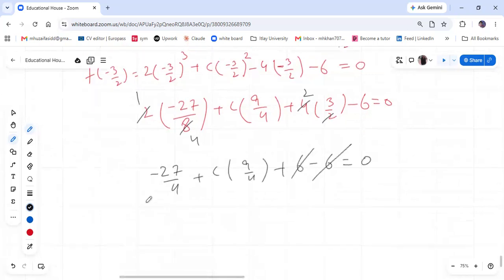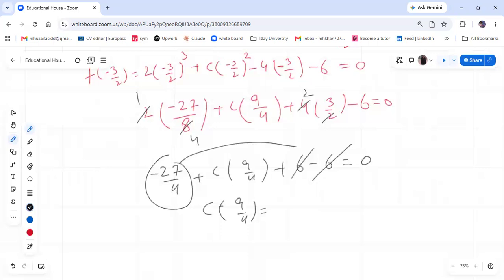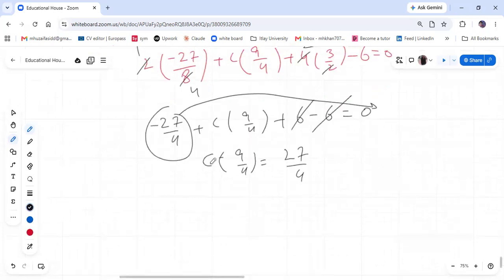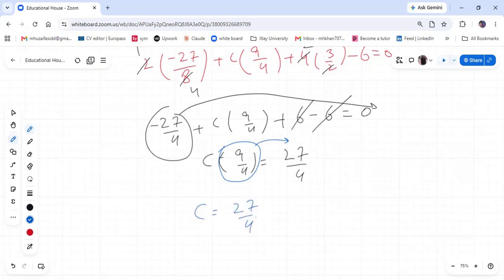Now from here, c into 9/4 is equal to 27/4, since the minus term moves to the other side and becomes the plus term. Got it? Yes, sir. Now look at it here. This 9/4 we are moving to the other side. It is a multiplying term, so on the other side it is converted into 4/9. Can you understand how I'm writing it? Yes, sir, I understand.